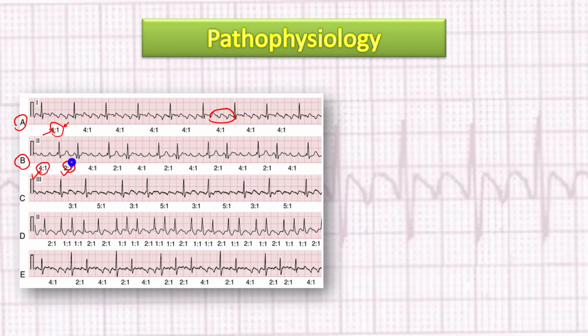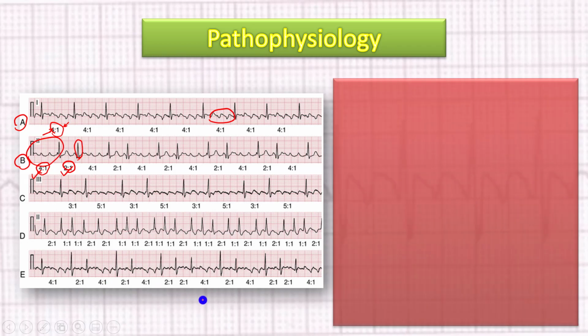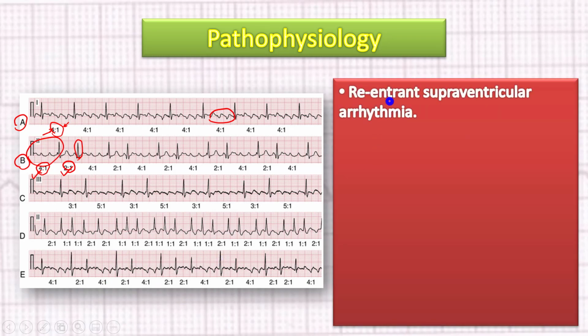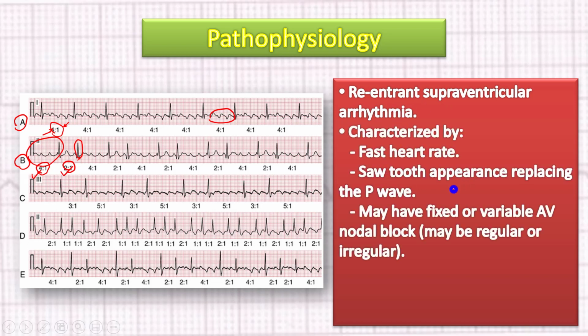2 to 1. Okay, so at one time it passes one impulse for 4 atrial activities, and the second time it passes one impulse for every 2 atrial activities. So most atrial flutter is regular if the AV nodal block is fixed. But if the AV nodal block is variable, the atrial flutter may be irregular.